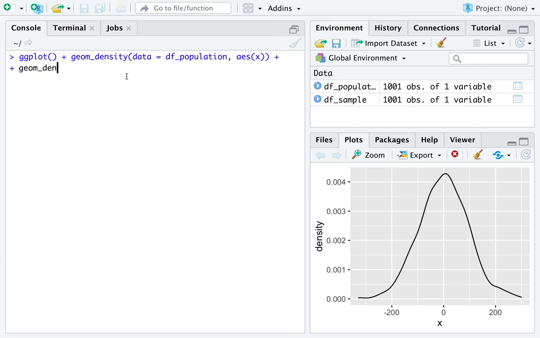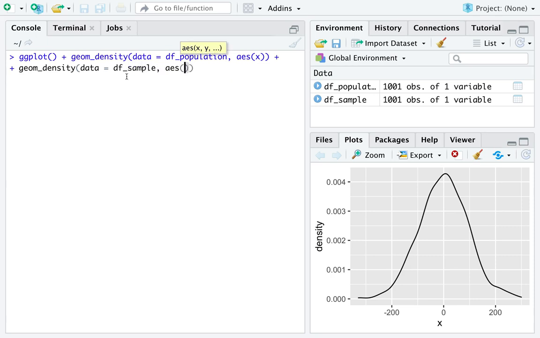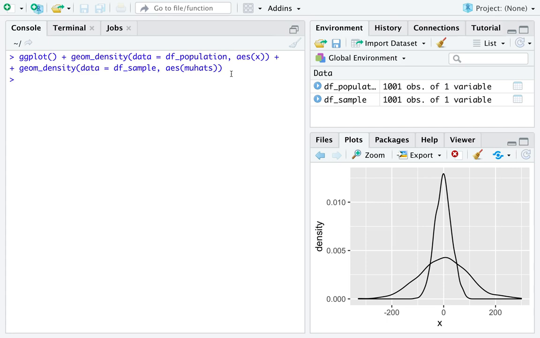We can make a density plot on that same plot of the sampling distribution of the sample means. And by overlaying the two, we see what it means to have a sample size that's somewhat large. So let me point out the distinction between these two plots.